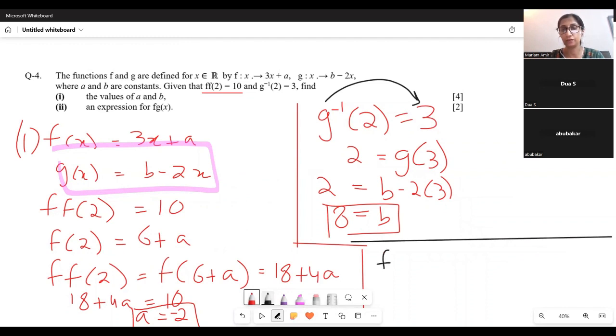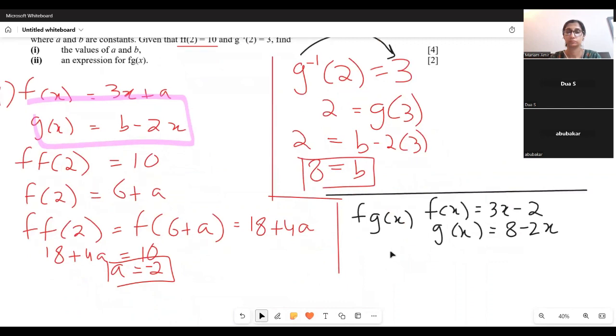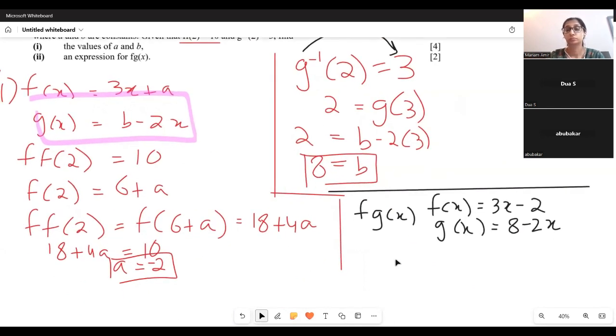Yes, how do we find f g x? हम A और B को अब replace कर सकते हैं. Yes. Now fx is going to be 3x minus 2 and gx is going to be 8 minus 2x. So what is fg? 24 minus 6x minus 2.